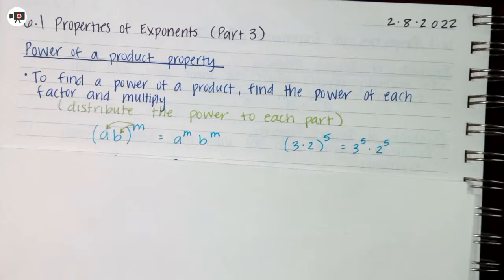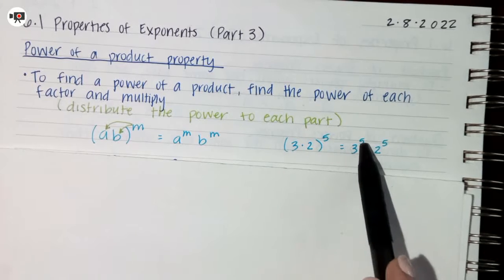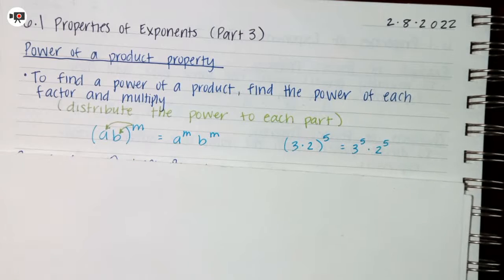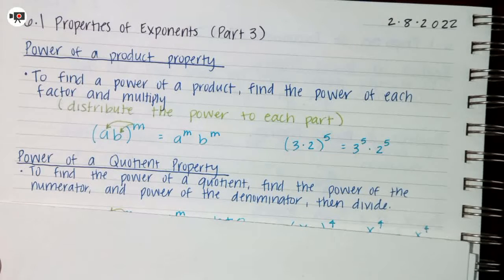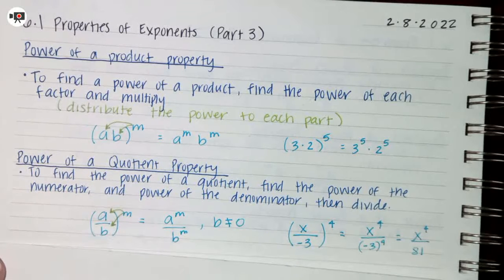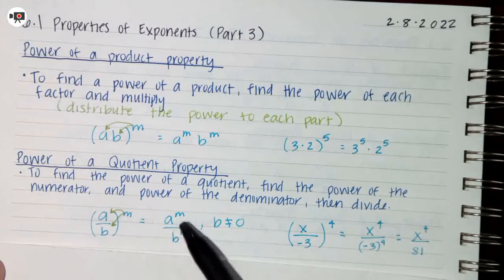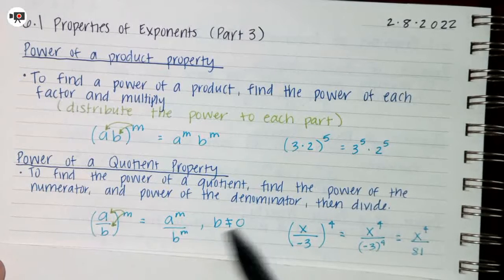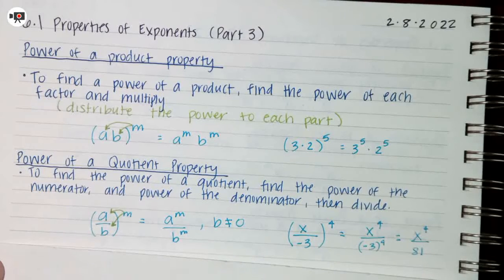If I did this with numbers, I would get 3 times 2 all to the 5th power, which would be 3 to the 5th times 2 to the 5th. Similarly, if I find the power of a quotient, you will find the power of the numerator and the power of the denominator, and then divide. So I would have a divided by b, all raised to the m power, which would be a to the m over b to the m. And b cannot be 0, because that means that we would be dividing by 0, and we can't divide by 0.